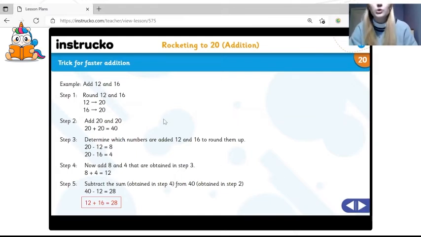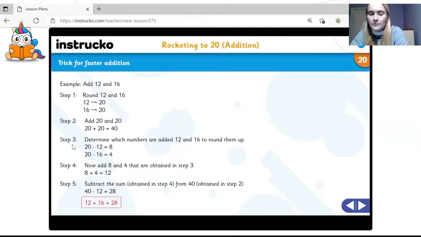Okay, so here we have some tricks for faster addition. So this is about rounding. So when we're rounding, we always round to the nearest 10. Okay, so here we've got 12 and 16, and we're going to round up to 10. So the nearest 10 up is 20 for 12, and the nearest 10 up is 20 for 16. So we're going to add 20 and 20 together, which equals 40.